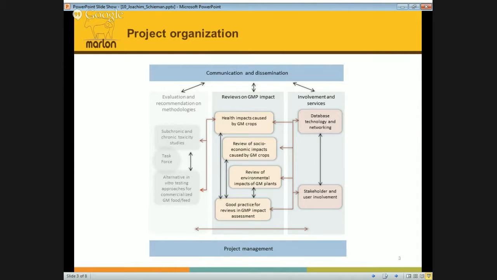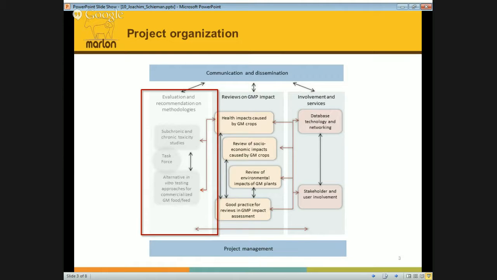But the points we will discuss linked with MARLON are the efforts on toxicological studies. The evaluation and recommendation on methodologies is one important point. Then to perform subchronic and chronic toxicity studies, and to look into alternatives, in vitro studies, also different omics performed with plant material and also with animal material.